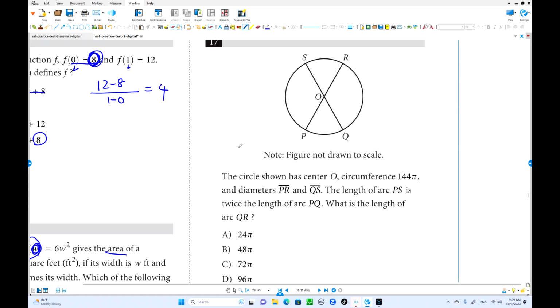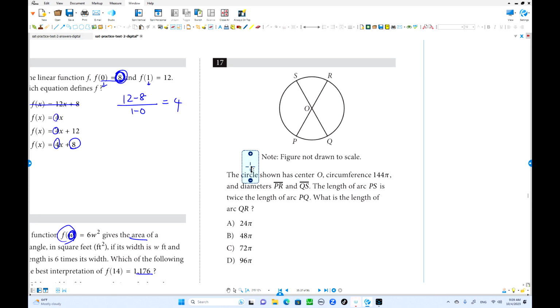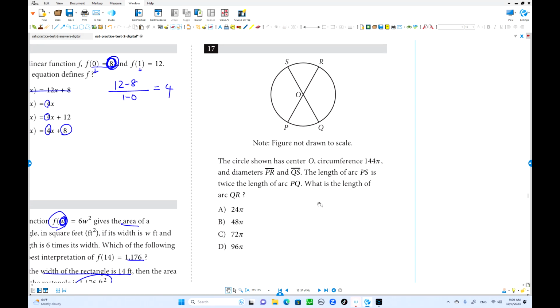Here is number 17. The circle's circumference is 144 pi. The length of arc PS equals twice the length of arc PQ. If this arc length is K, the other one is twice that. This is opposite, the same central angle, so this should be K and this is 2K.